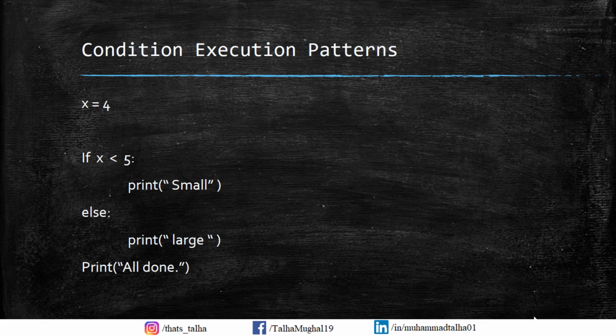So for example, the number that I had assigned to the x was 6. In that case, the first portion of the condition will be falsified, and the program will look for another condition, which is else, and the program will go ahead into the body of this else and print out large. After printing out that large, it will move ahead to the next statement, which is outside the previous condition structure, and print out all done.